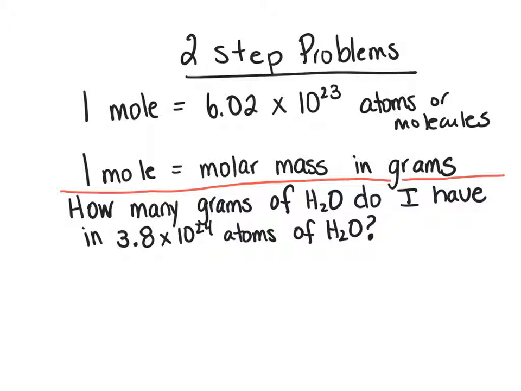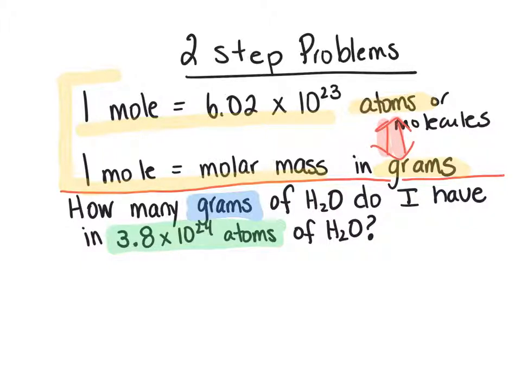We know these two relationships at the top. 1 mole is 6.02 times 10 to the 23rd atoms or molecules. We also know that 1 mole is equal to the molar mass of a material. If we look at this first problem, we're given a number of atoms, and it wants us to get to grams. But if I look up here at my two relationships, neither of these say grams are equal to atoms. We don't have anything that has these two equal to each other.